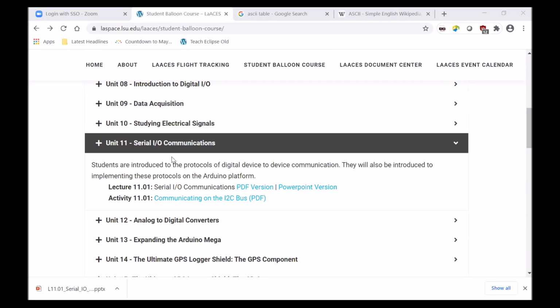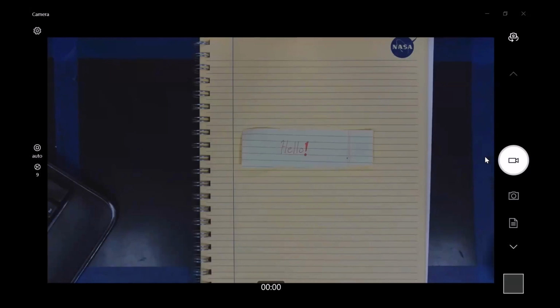So instead of starting with the lecture tonight, I'm going to start with just writing down some information with a notebook, and I'm hoping that you can see it. Before we talk about transmitting with serial I/O, I want to talk about what we are transmitting, and we want to be able to transmit data.